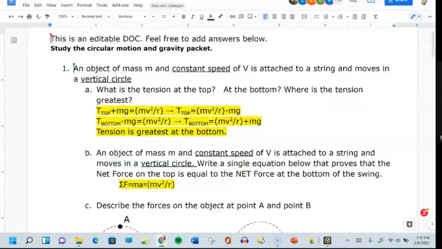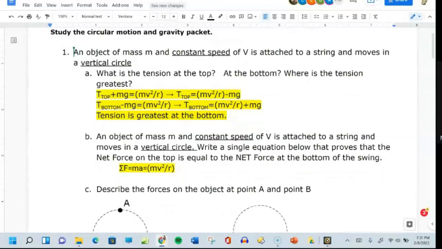So you can see that the tension at the bottom is mv squared over r, the force that's causing the circular motion and turning the body, plus the mg. Tension is greatest at the bottom.